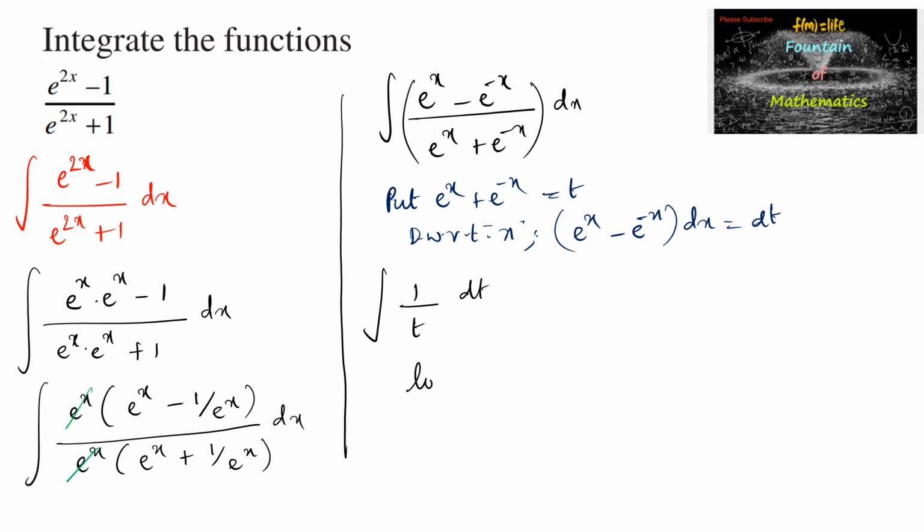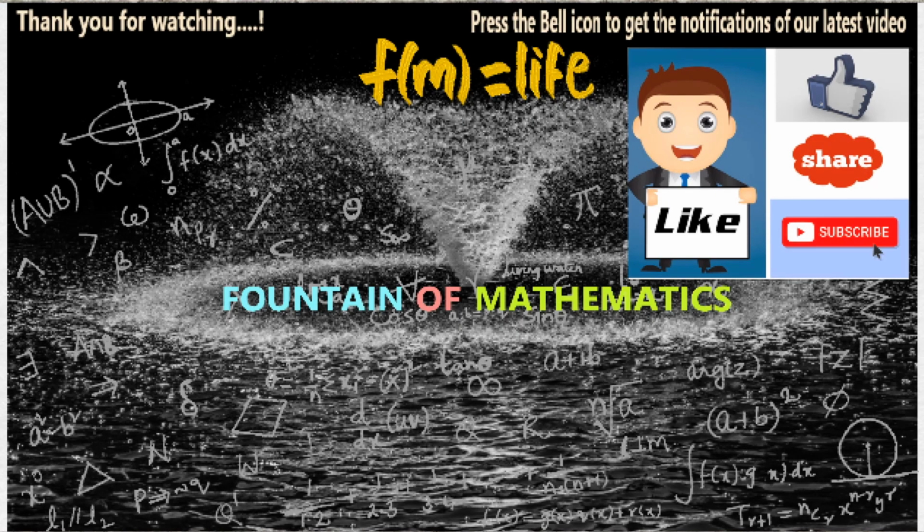So the integral of 1 upon t is log|t| + c. So we can substitute t = e^x + e^(-x), plus c, is the answer.